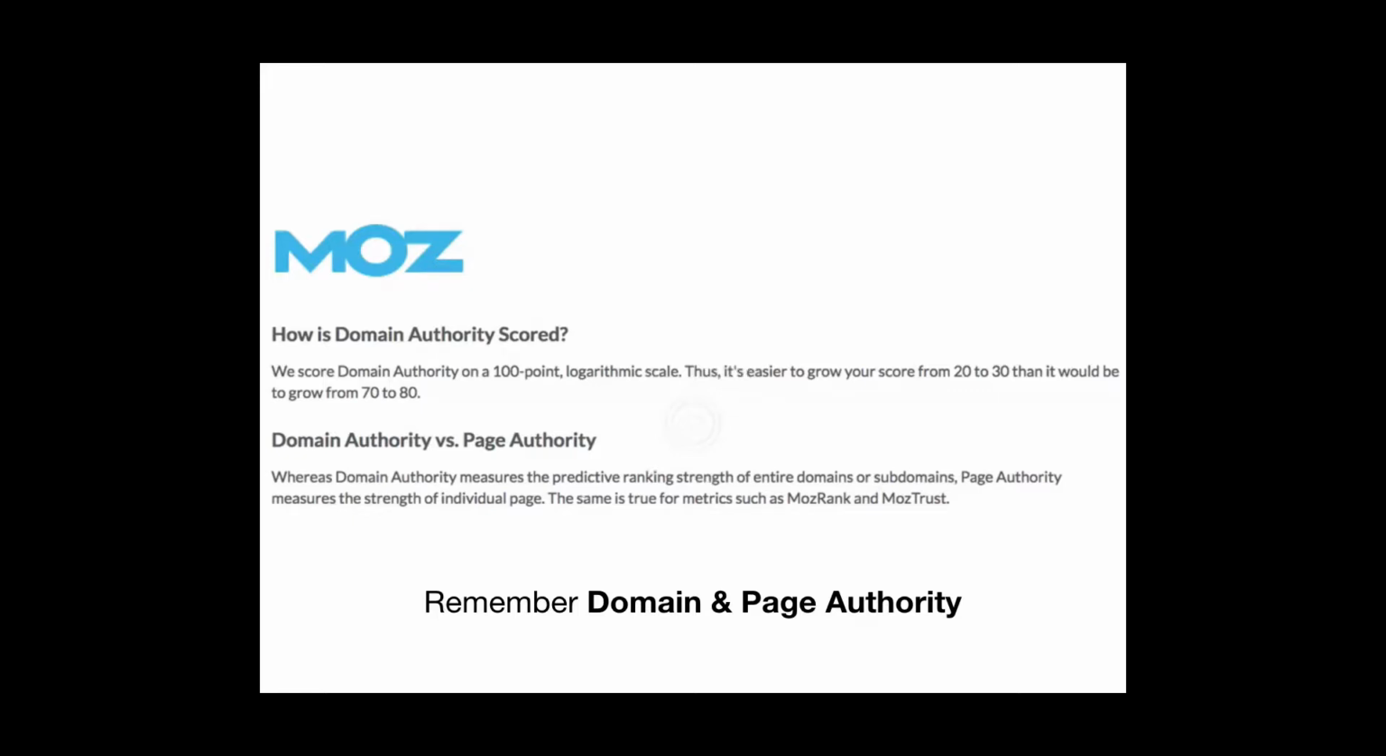Now, domain authority versus page authority, what's the difference, okay? Domain authority measures the predictive ranking strength of an entire domain or subdomain. Page authority measures the strength of just the individual page, right? The same is true for metrics such as MozRank and MozTrust, all right? So, for example, 123hosting.com, let's say it has a domain authority of 55, okay? That doesn't mean that every page has a domain authority of 55. What it means is that that domain authority of 55 transfers to every page of the website.